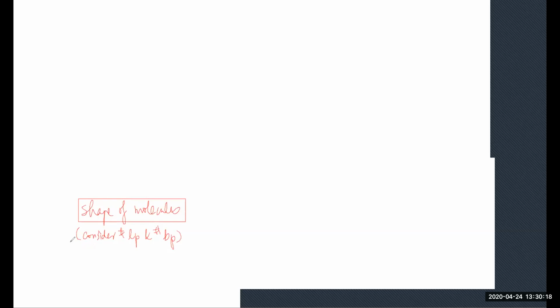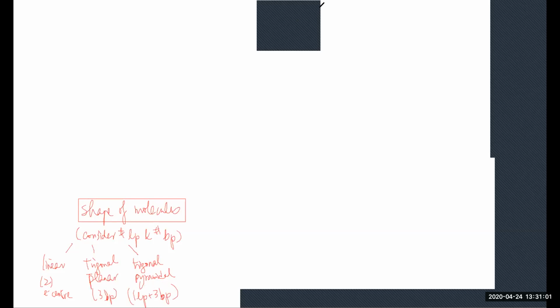Start from linear, trigonal planar. Okay, we have got two electron centers, and three electron centers. How about that? Trigonal pyramidal, now it is very special. For trigonal pyramidal, we have got one lone pair, three bond pair. Now, I would like to mark it in detail. And for linear, we've got two bond pair only.